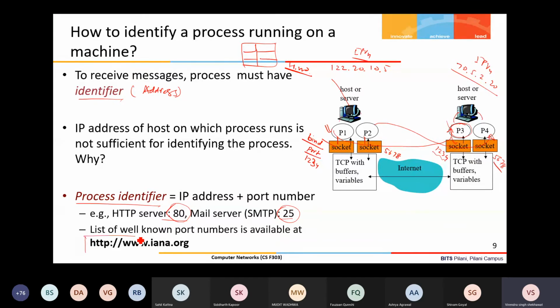If you want to know the complete list of well-known port numbers available, you can visit this site, http www.iana.org. This is the Internet Assigned Numbers Authority, an international organization, IANA. They decide what ports are well-known ports and what ports are the other ports. Well-known ports are used for certain applications only, right? The fixed application. Port 80 you can't use for any custom application, right?